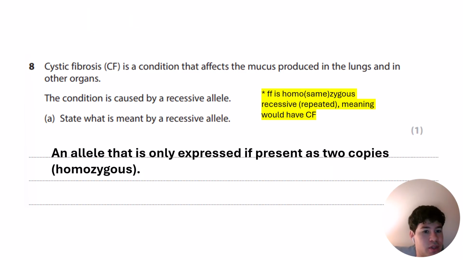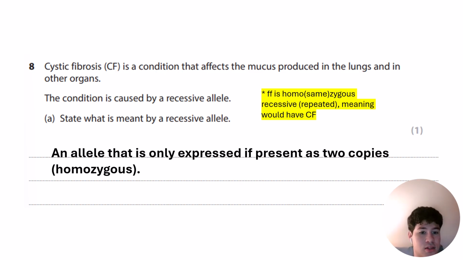Okay, question 8. Cystic fibrosis, CF, is a condition that affects the mucus produced in the lungs and in other organs. The condition is caused by a recessive allele. So over here, I'm going to be using F. Okay, so lowercase ff is homozygous. Homo means same. Recessive means something that's repeated. So it's going to be ff. So someone who has ff alleles means that they would have cystic fibrosis.